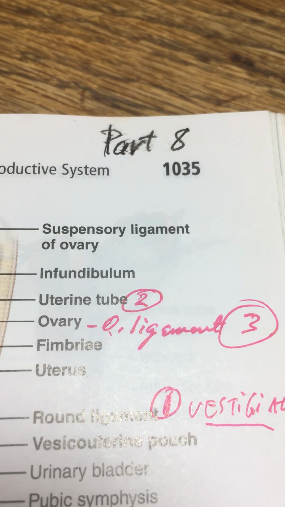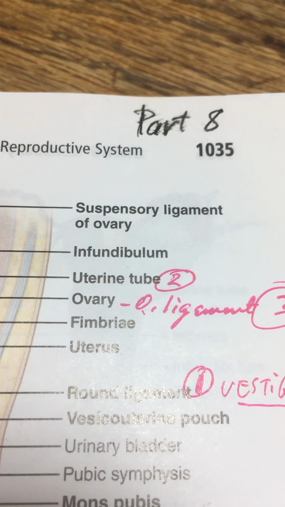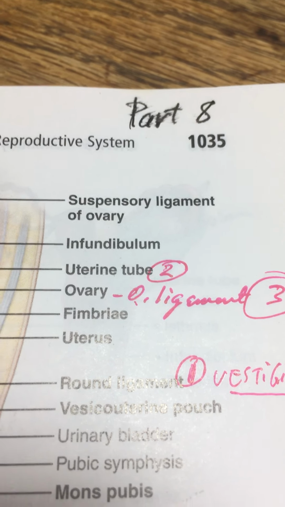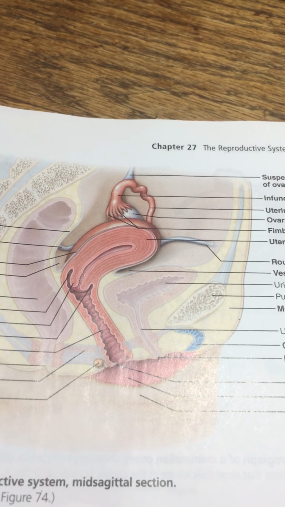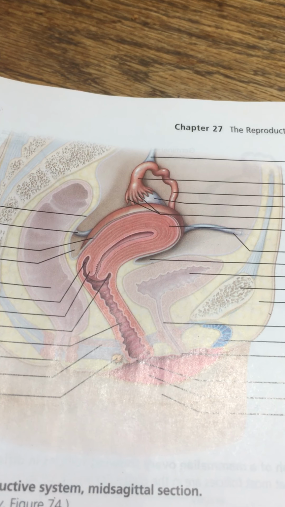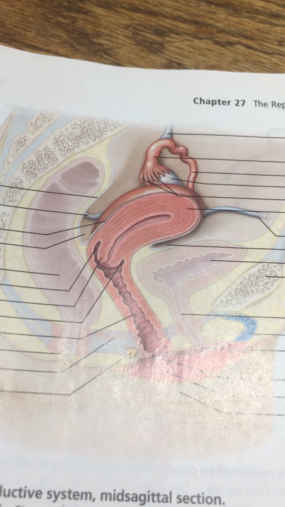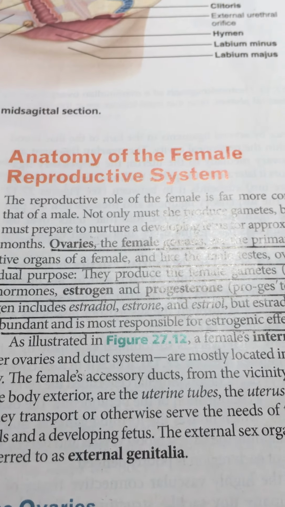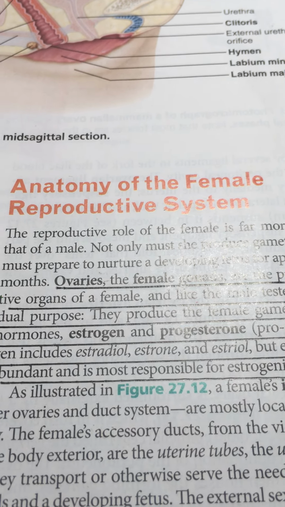Welcome to Part 8 of the reproductive system. In this case, we're beginning with the female reproductive anatomy and physiology, and we're on page 1035. We have this fabulous overview here, a mid-sagittal section with a view from the lateral aspect with a little bit of extra placed in there. But we're actually going to begin right here on the underlined material under the rubric Anatomy of the Female Reproductive System.